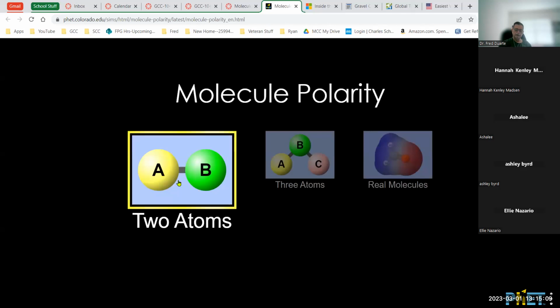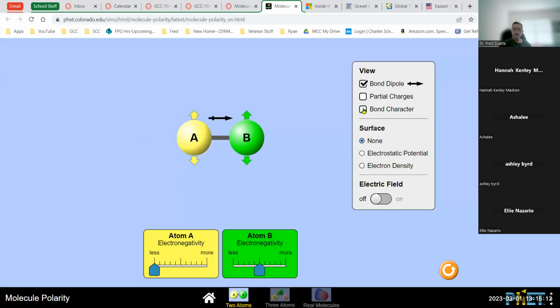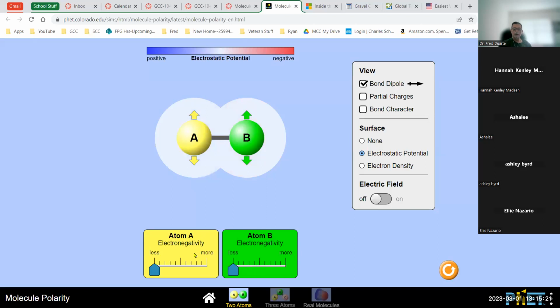Now select the two atoms. And what I want to do is show you the following. The electronegativity at the bottom, in the yellow and the green, is a scale that can slide and change the electronegativity of the two atoms that are bonded together here, okay? Now, up on top is the scale. On the left is blue that represents positive character, which would be a partial positive. And the red represents more negative electrons, so a partial negative.